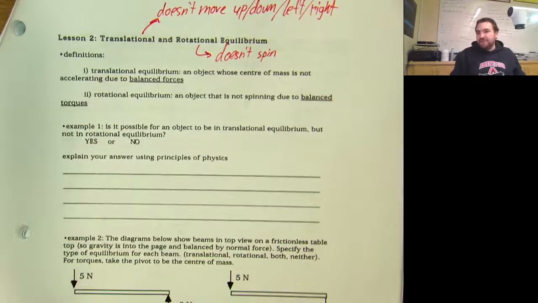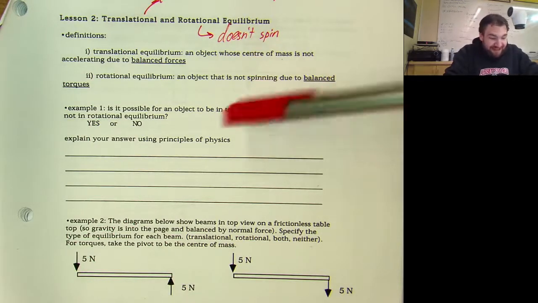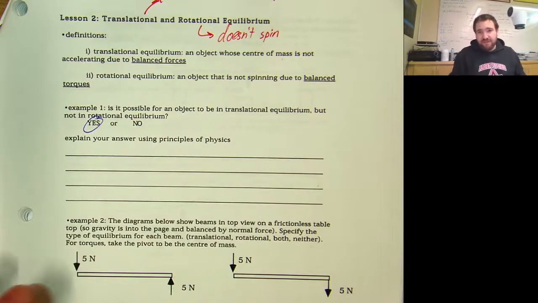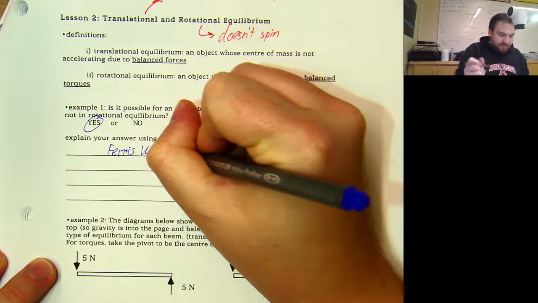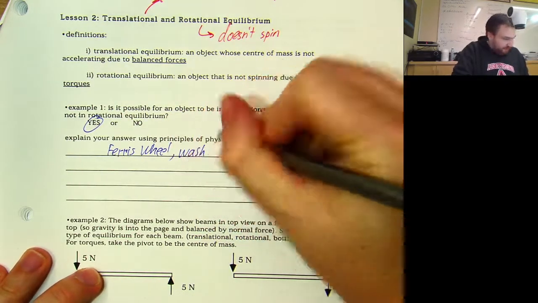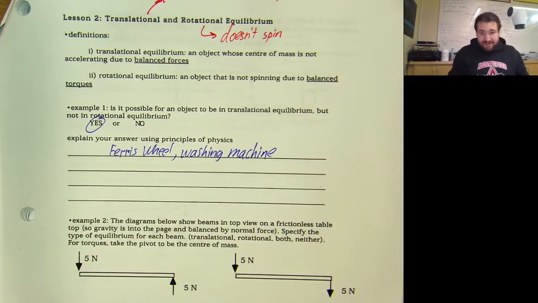So is it possible for an object to be in translational equilibrium but not in rotational equilibrium, i.e. it's not moving up, down, left, or right, but it is in fact spinning? I'm hoping that answer is obviously yes, and I can think of a couple examples off the cuff. One example is a Ferris wheel. I know that might be a bit of a stretch if you've never been to Playland or been on a Ferris wheel. The thing is spinning, but it's not moving left, right, up, or down. I'm hoping this one is a little more familiar: you wash your clothes. Your washing machine, same kind of deal. The drum inside spins, but the washing machine itself is hopefully not moving across the floor wherever it is you live.